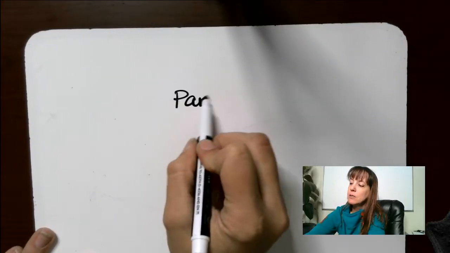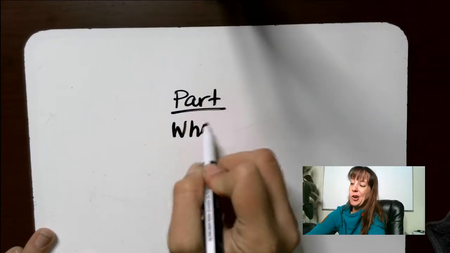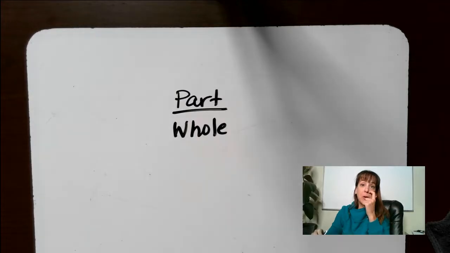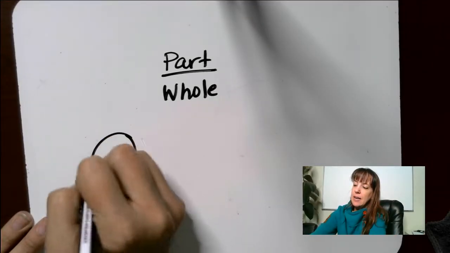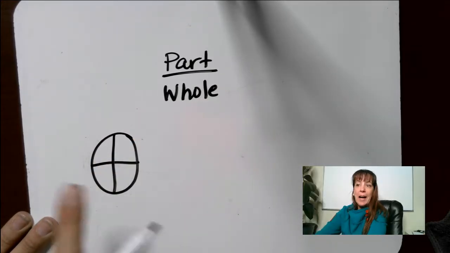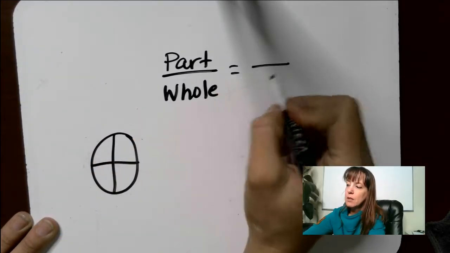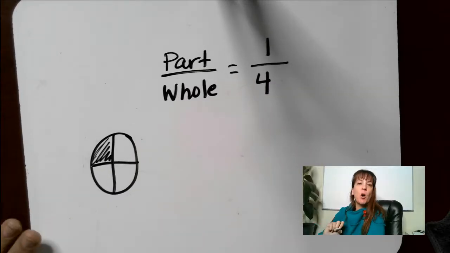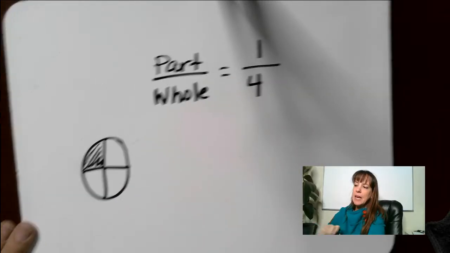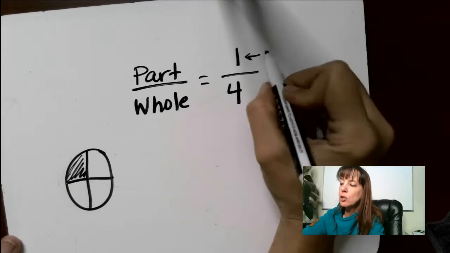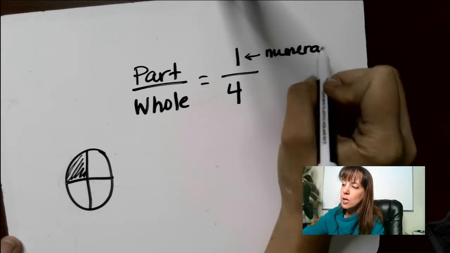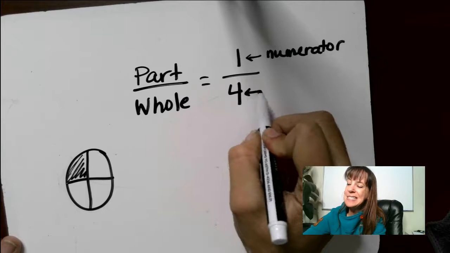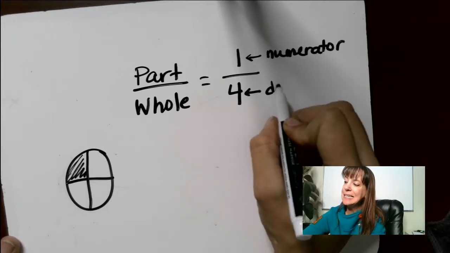Fractions. Go ahead and write this down. The biggest thing is part over whole. That's all you really need to know about fractions. Part over whole. So we take the whole pie, right? Something like this. And we say the whole pie is 4, right? 4. And I have shaded in one of them. The part that I have shaded in has been 1. Guys, just as a friendly reminder, this is called your numerator. And this, because it's downstairs, is called your denominator.